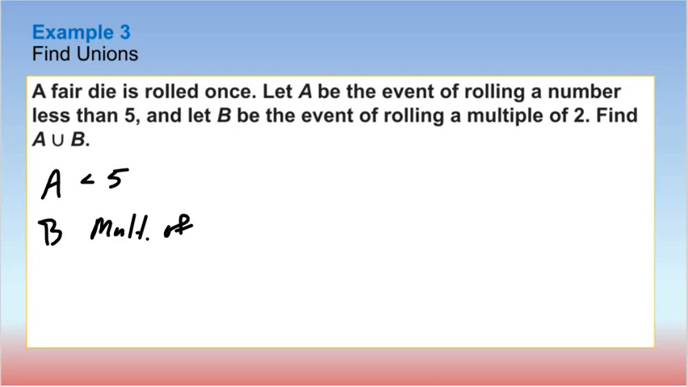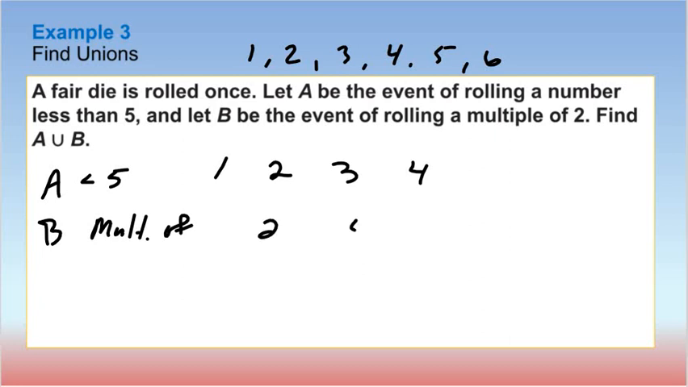Okay, so a fair die is 1 through 6. We got 1, 2, 3, 4, 5, and 6. So it has to be less than 5 for A. So that's 1, 2, 3, 4, and 5. 1, 2, 3, and 4. Multiple of 2. So multiple of 2 would be 2 and 4.